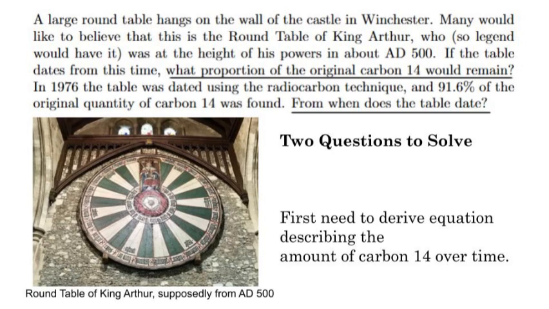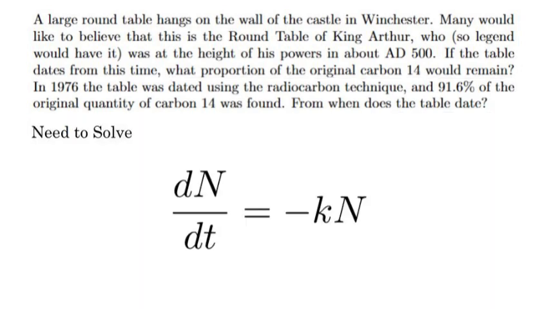Before we can solve either of these questions though, we actually have to first derive an equation describing the amount of carbon-14 over time. To derive our equation, we are going to solve the following differential equation. The rate of change of the amount of carbon-14 over time is equal to the amount of carbon multiplied by some negative scalar constant k.